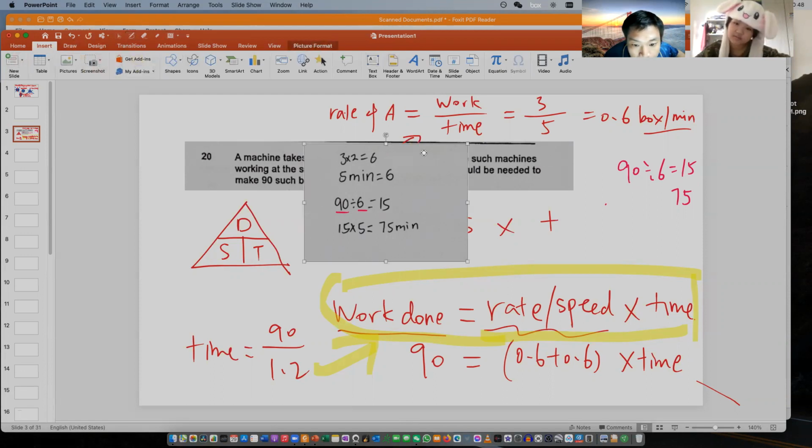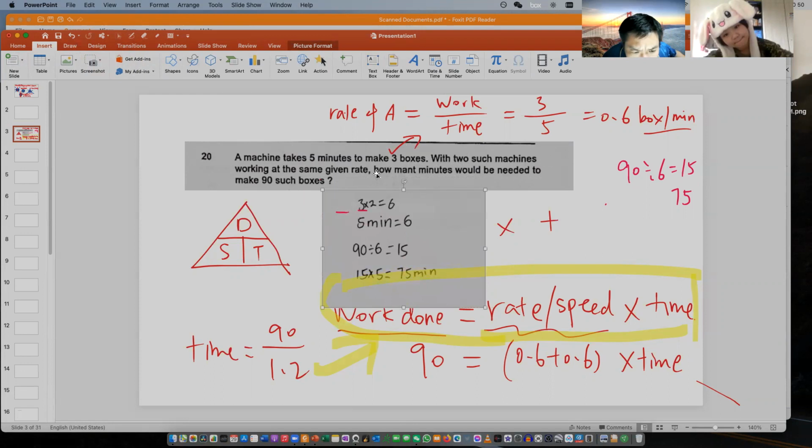3 boxes. Okay, so what you are doing is a machine takes 5 minutes to make 3 boxes. So you are finding 2 such machines. So it's 6 boxes. Okay, so 5 minutes is 6 boxes. Okay, good. I get this step.